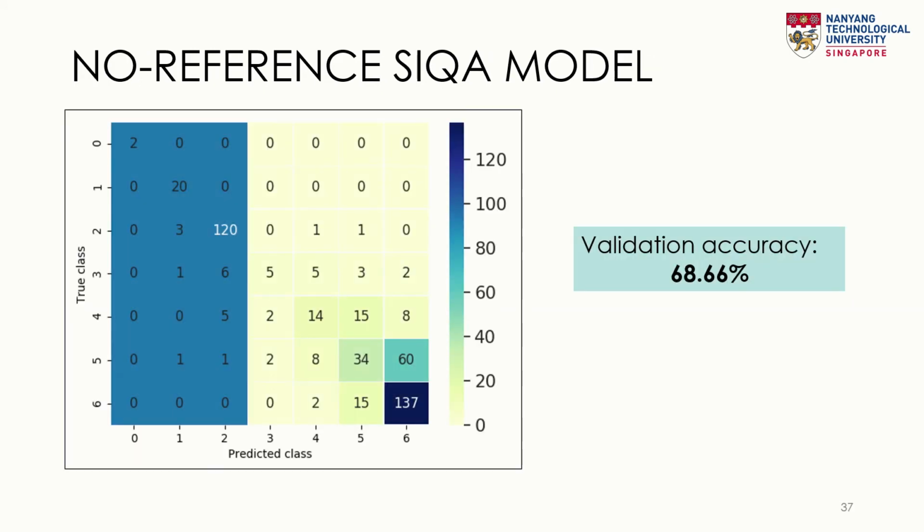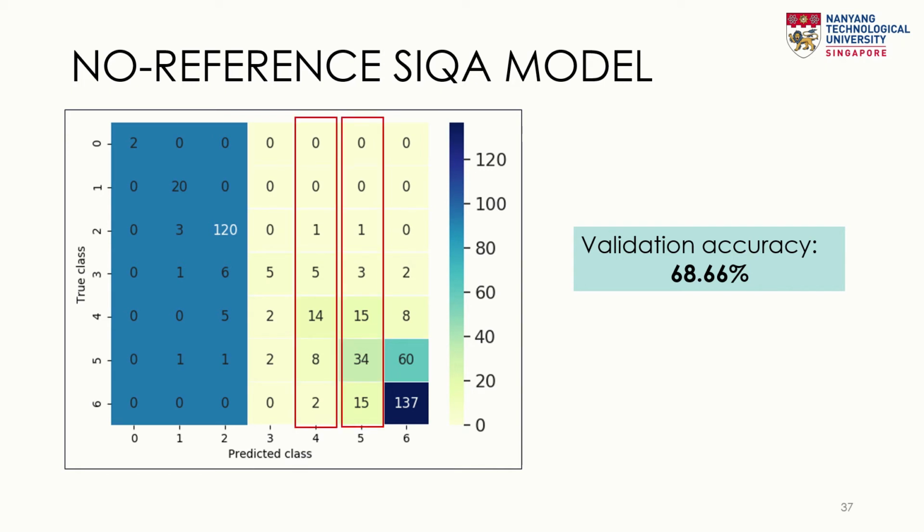The NR-SIQA model achieved an average validation accuracy of 68.66% over 10 experiments. Likewise, there were no misclassifications of extreme cases, in which most of the incorrect predictions were misclassifications of only up to 2 differences in classes. However, classes 4 and 5 seem to have the largest proportions of incorrect predictions.